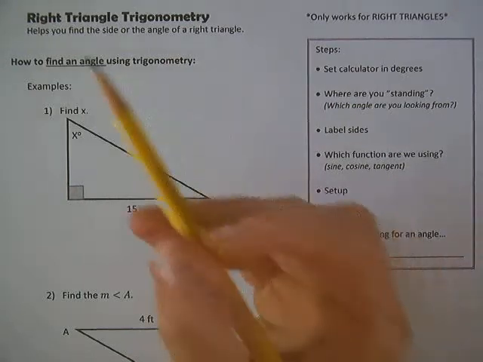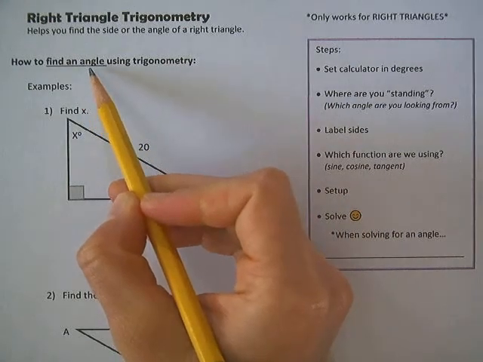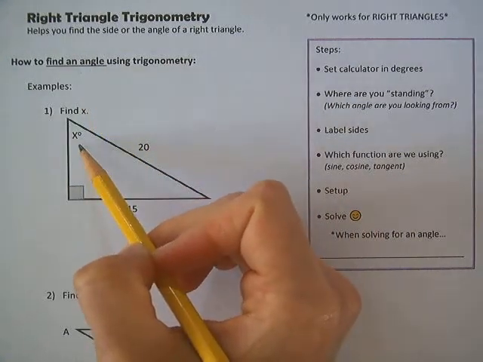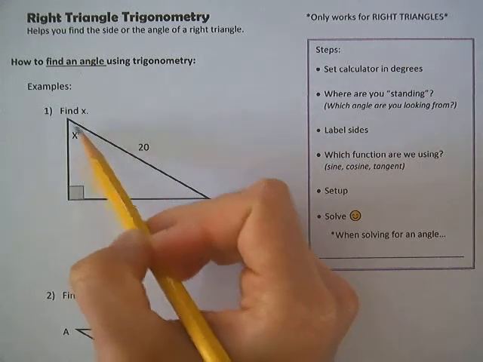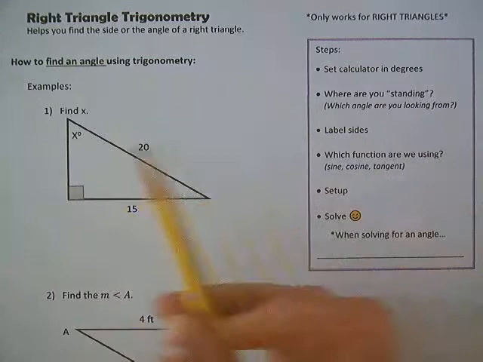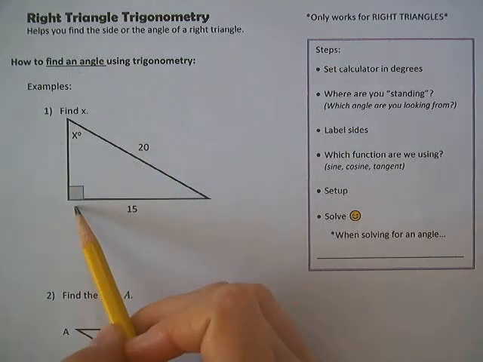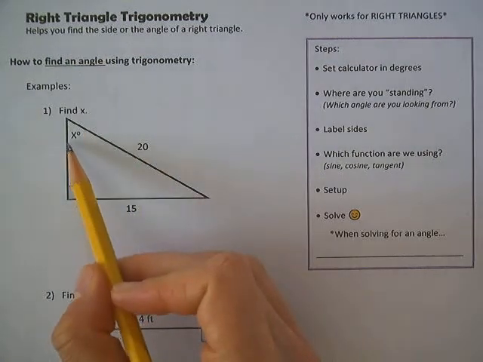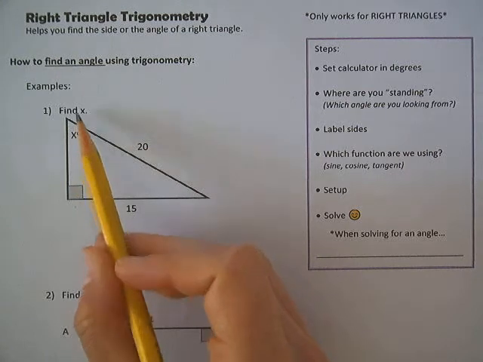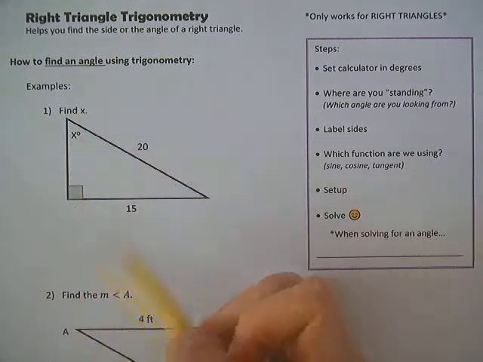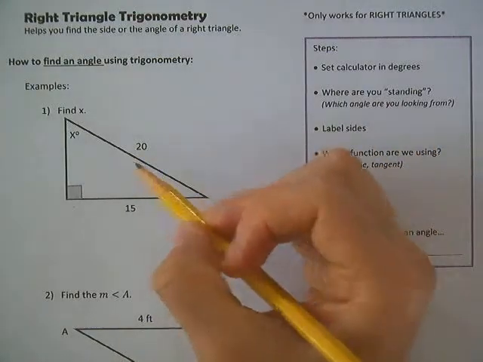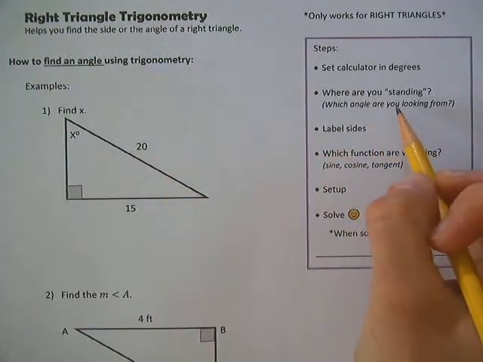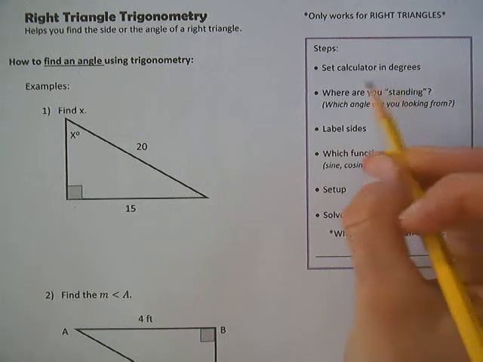All right. So notice, again, we are working on what to do when you have to find an angle. And so in these problems, they're going to ask you to find what the measure of the angle is. All right. So in this problem, you've got a right triangle. You're given that you have to find x, which notice is in the angle, and then you're given two sides. So let's get started. So the first thing that you have to do is figure out where you're standing.